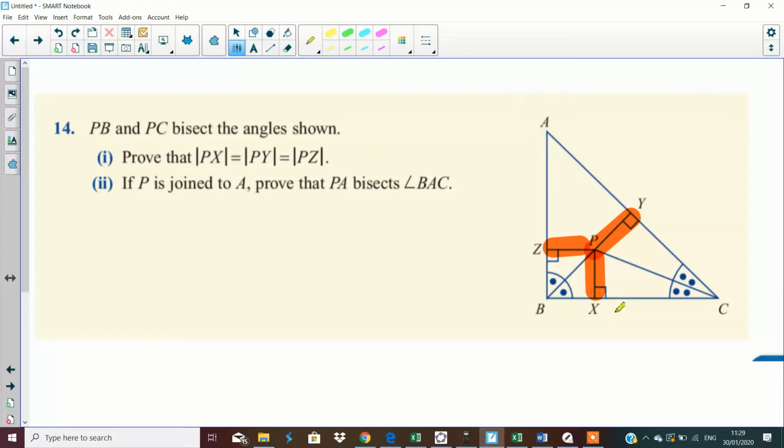I have an idea. I have a construction idea. Here's my construction idea. Why don't I draw something from A to P? Like that. What can I say then?